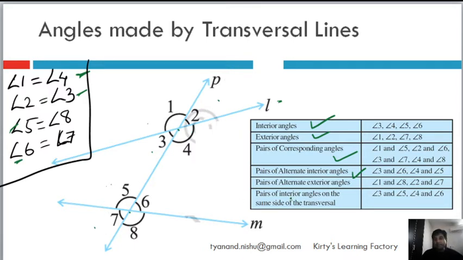And then pair of interior angles on the same side of the transversal, right? So 4 and 6. 4 and 6 are interior angles but on the same side. So like how 3 and 6 are alternate interior angles, they are on the opposite side of the transversal line. Therefore they are alternate interior angles. 4 and 6 are on the same side of the transversal. Similarly 3 and 5 are on the same side of the transversal.